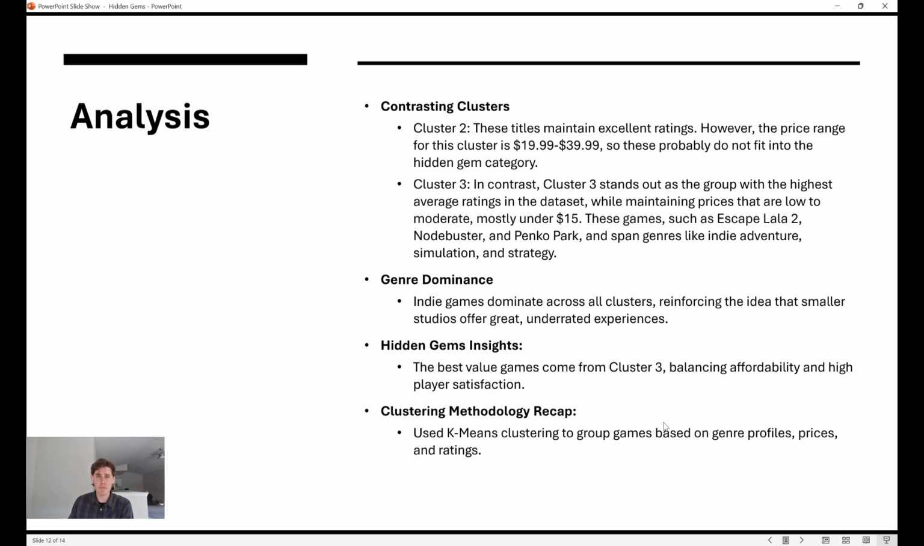We also noticed there were a lot of indie games across all clusters. So this kind of reinforces the idea that smaller studios can produce good games. And based on the cluster analysis, we saw that the best value games come from cluster 3 because they balance affordability and high player satisfaction. And as a recap, we used k-means clustering to group games based on their genre profiles, prices, and ratings.